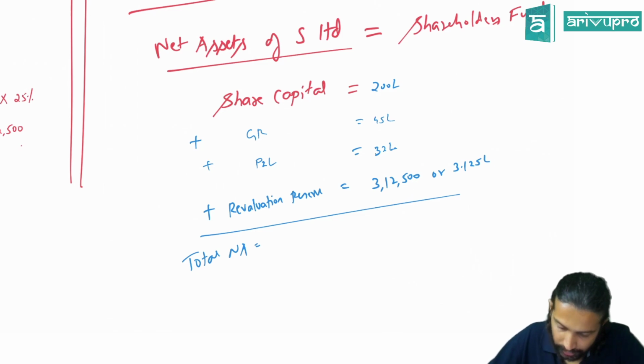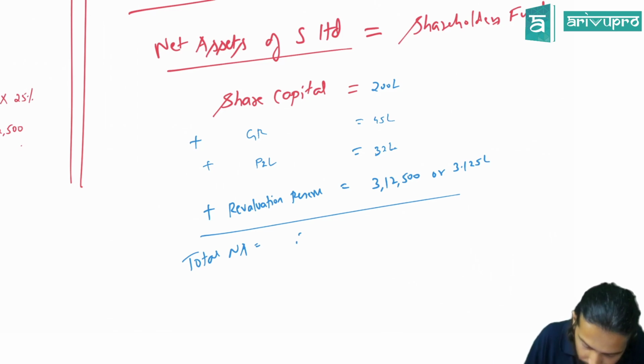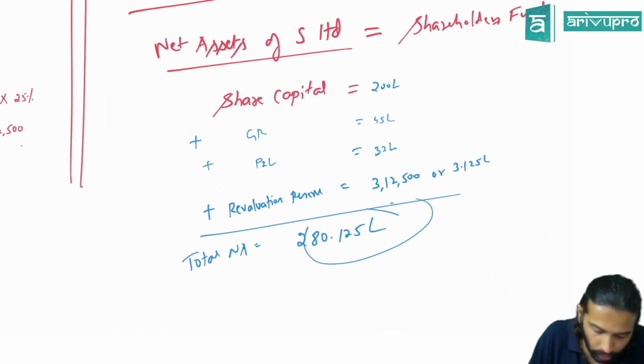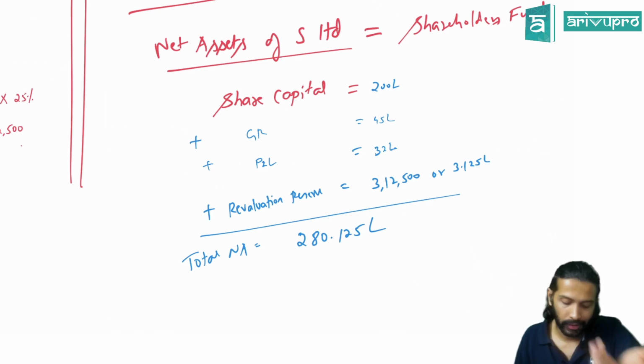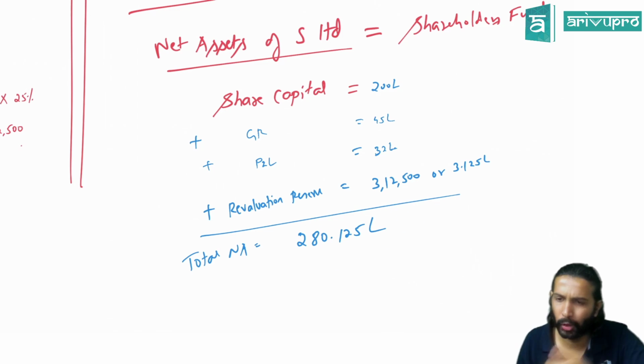If you want to write like that, then it will be 200 plus 45 plus 32 plus 3.125 lakhs, which will be 280.125 lakh. This is the total net assets of S Limited. If you want, you can write in full form also, no problem. Add 5 zeros to it, it will become the full value.